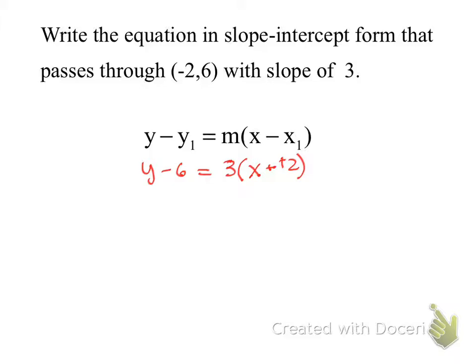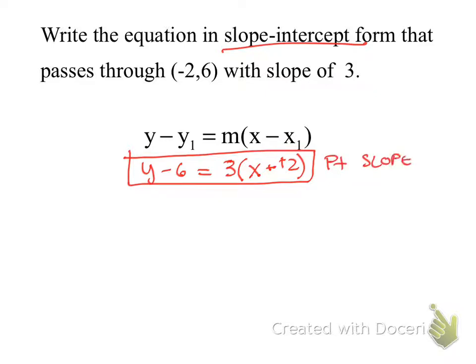So now what would I do next? Because they want it in slope-intercept. So this is what I call right here, point slope form of the line. You could have done the double negatives or make it plus. Okay, you're writing all that I'm writing.